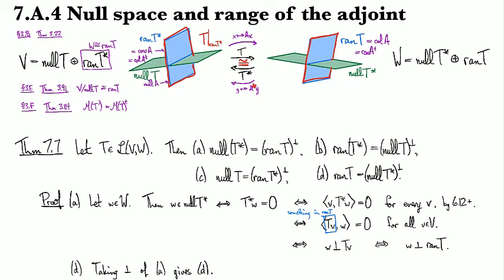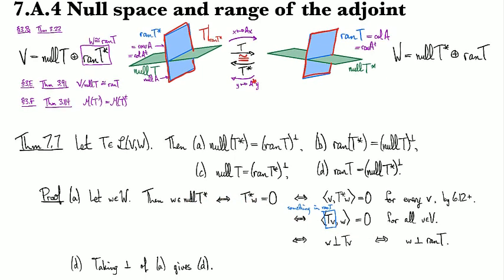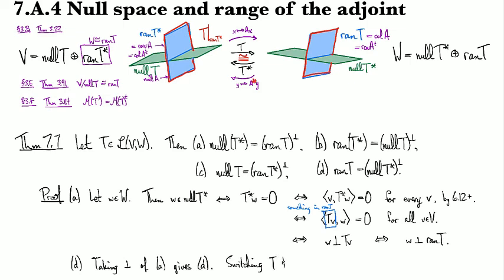So let's see. But now if we do exactly the same argument going through like this, but we just replace the roles of T and T star, then we get the other ones. So if you just switch T and T star throughout, then that gives you B, and then by taking perps you get C. All right.